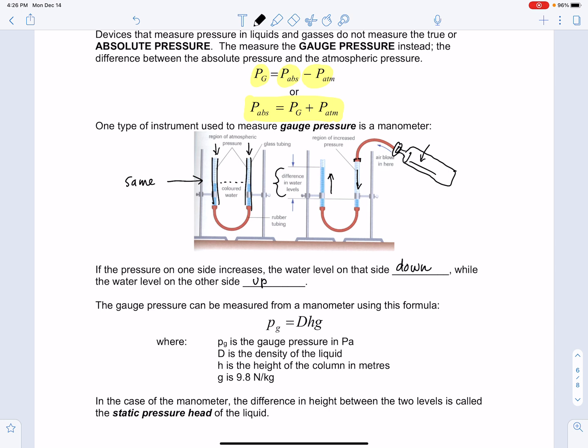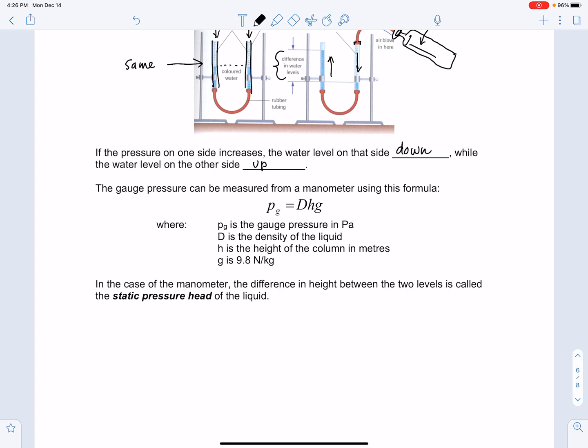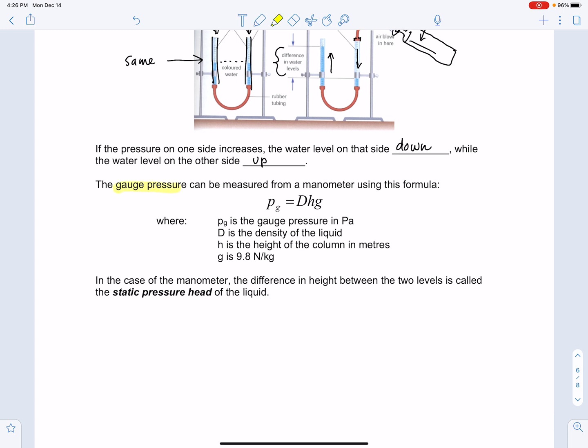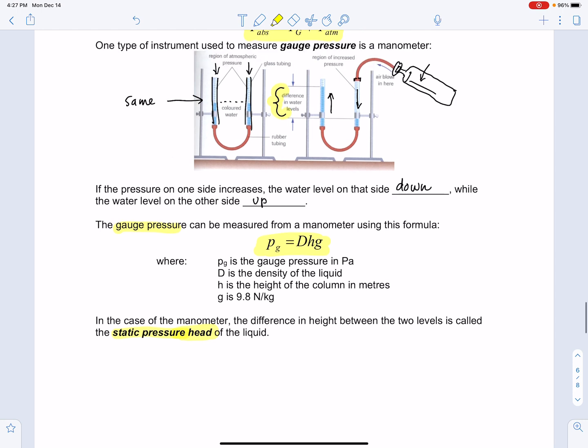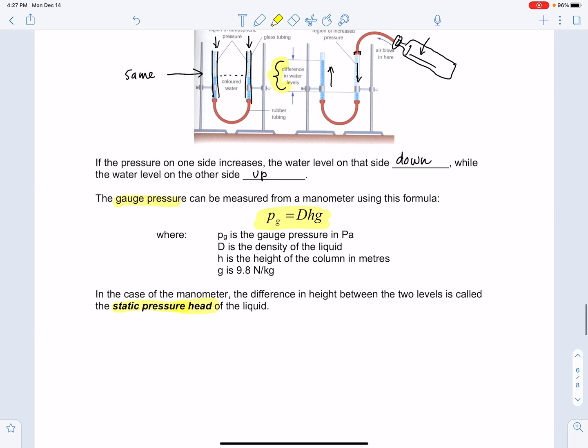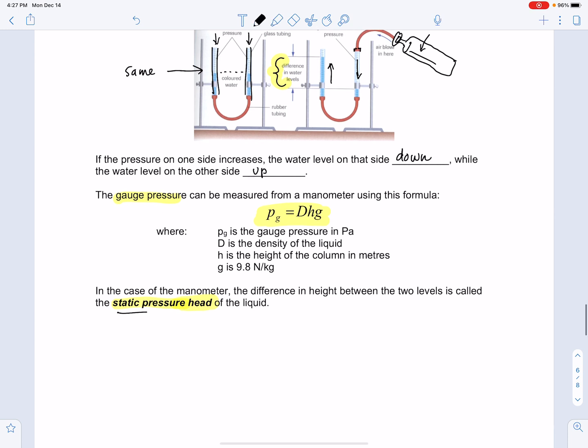Okay? The gauge pressure we're going to calculate using our equation, d h g, that we used above. And this is often called the static pressure head. When you find the difference in height caused by attaching a container under pressure to a manometer, the difference in height is called the static pressure head.